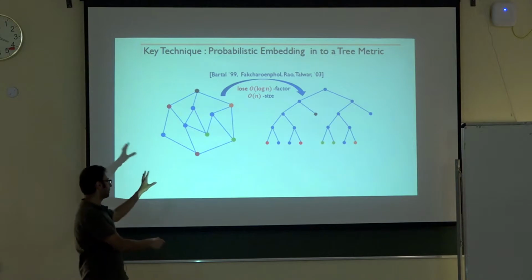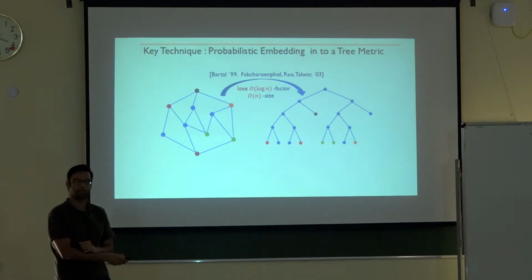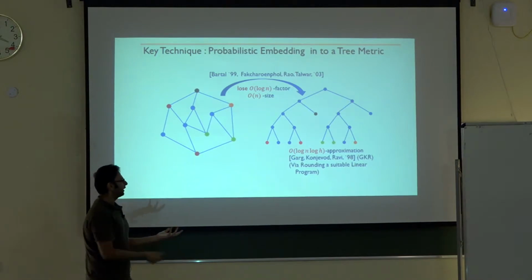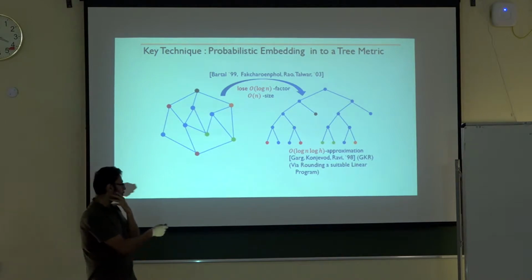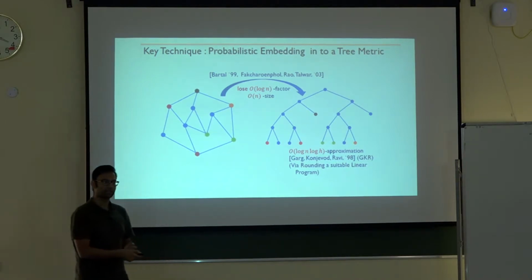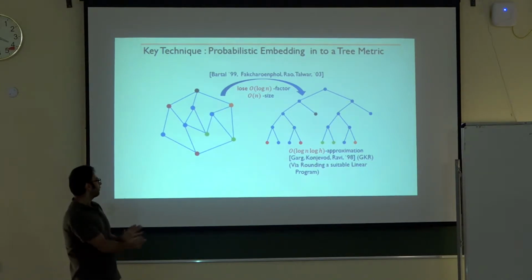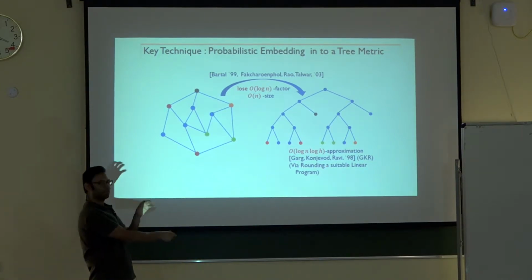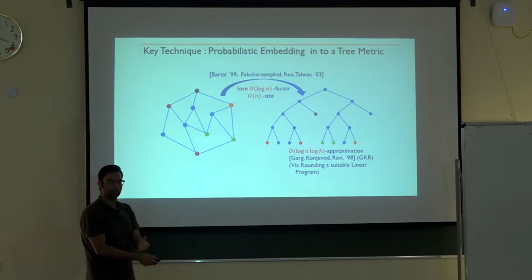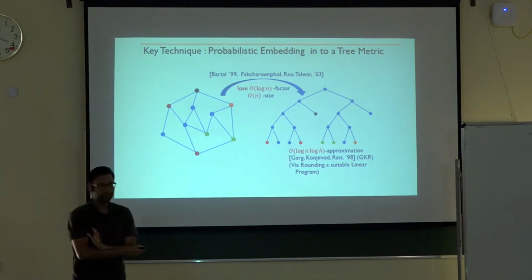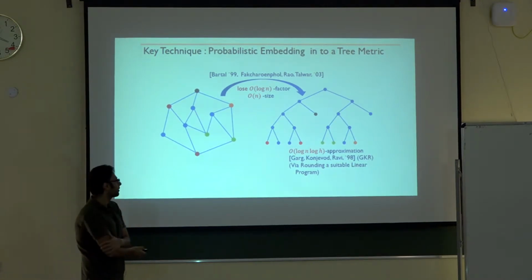We have essentially reduced the problem from a general graph to a problem on the trees, and then we use this result from '98 by Garg, Konjevod and Ravi, who showed a log n times log h approximation to solve the problem on tree graphs. So now if I combine these two losses in approximation factors, what I have is a log square n times log h approximation for the original. Any questions?